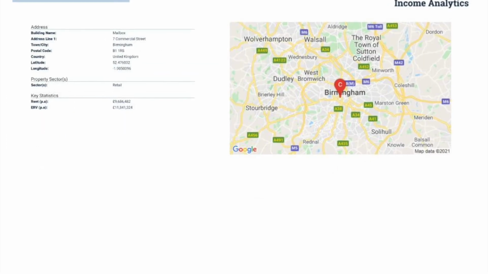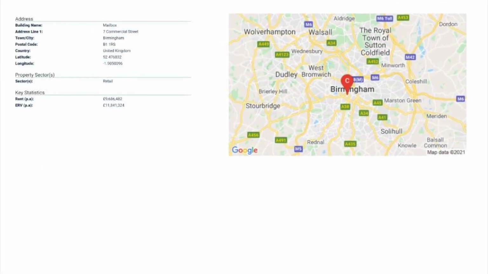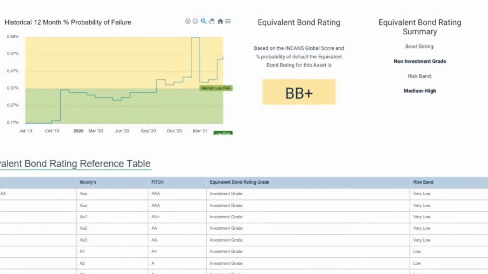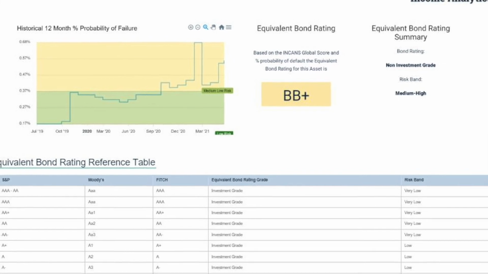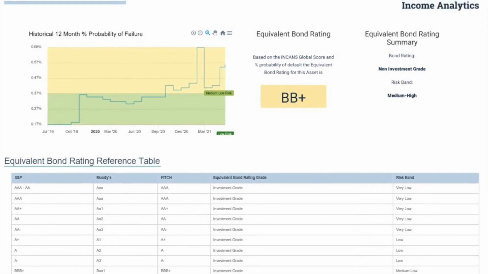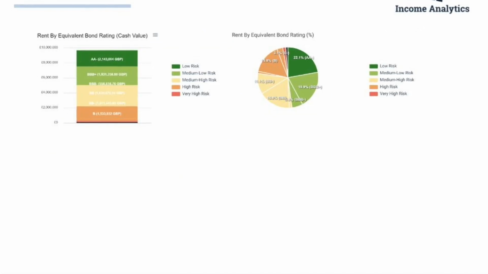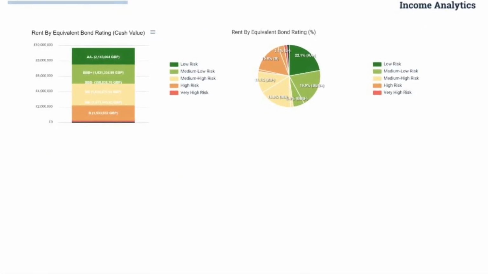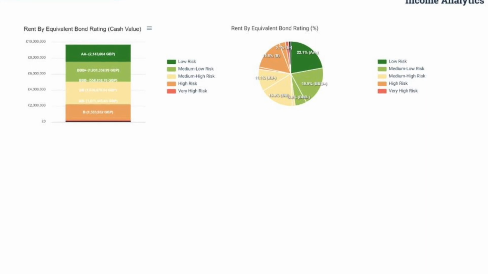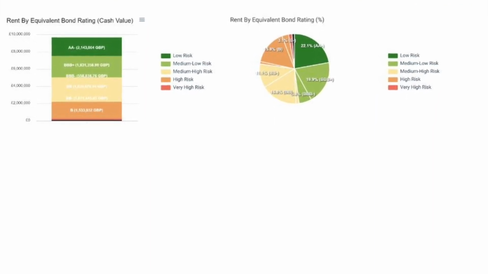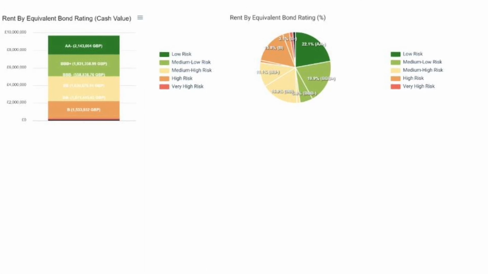There are other bits of basic information, such as where the building is, which is straightforward, the rent and the ERV. The equivalent bond rating, again, you get that historical analysis over 2 years, and you can look at it mapped to Moody's and Fitch. And then when we look at the tranching, we've seen here earlier the cash value, but I can look at the percentage breakdown as well across those different tranches, which is fed by all that tenant data.